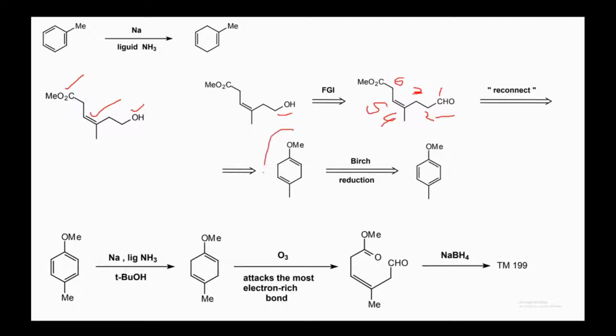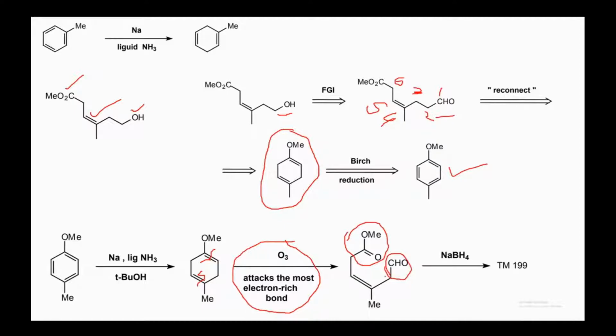You reconnect it and you will get this compound, and then you do the Birch reduction to reduce this compound into this compound. In the synthesis part, you can do Birch reduction first to reduce the double bond, and in the next step you do the ozonolysis of both of these double bonds. So cut from this position and cut from this position. So this cut first one will give you this ester and then the aldehyde.